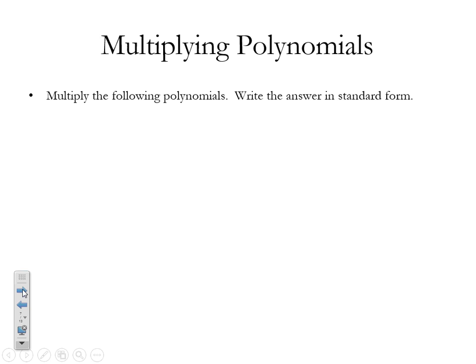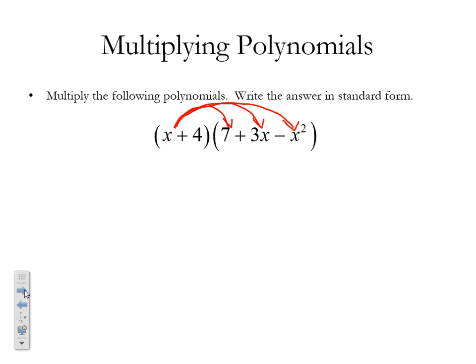Alright, multiplying polynomials. You guys, this is also really nothing new. I'm just going to go over one with you. Looks like this. All we're going to do is a lot of distributing. We're going to distribute x to each one of these. So x times 7, we're going to get 7x. X times 3x, we're going to get plus 3x squared. X times a negative x squared, we're going to get negative x cubed.